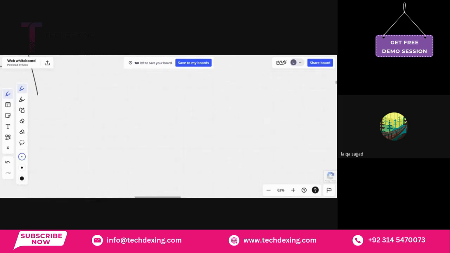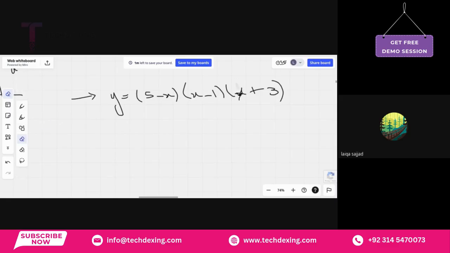Yes. So we can start doing it over here. Okay, for example, if we are given a question that you have to sketch a graph where y is equal to (5 minus x)(x minus 1)(x plus 3). So how will we plot the graph for this one? Sketch the graph.